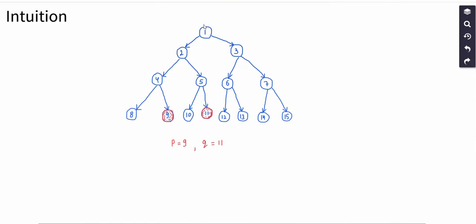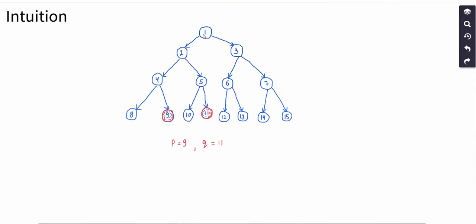Let's say we start from the root node, which is 1, where in this tree we want to find the LCA for node 9 and node 11. We start from node number 1, the root node, and we ask ourselves whether this node can be an LCA for the nodes P and Q. For that, we know that P and Q must be descendants of node 1. Is it the case? The answer is yes.